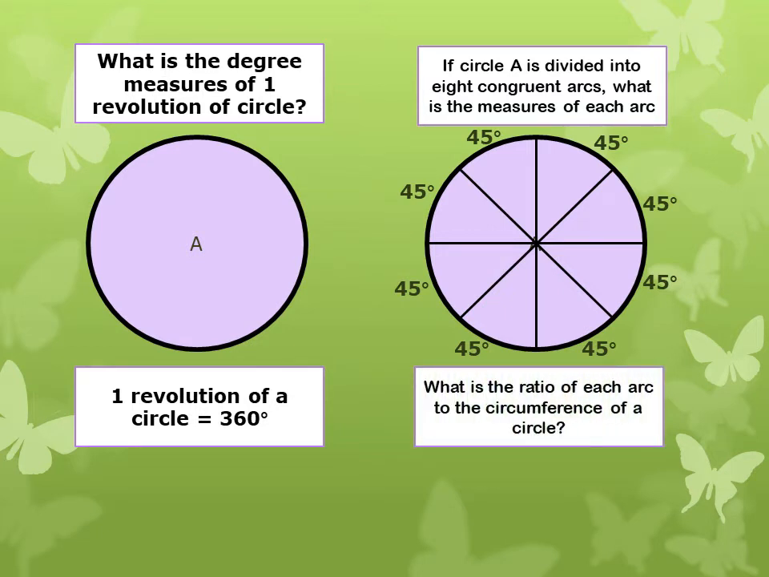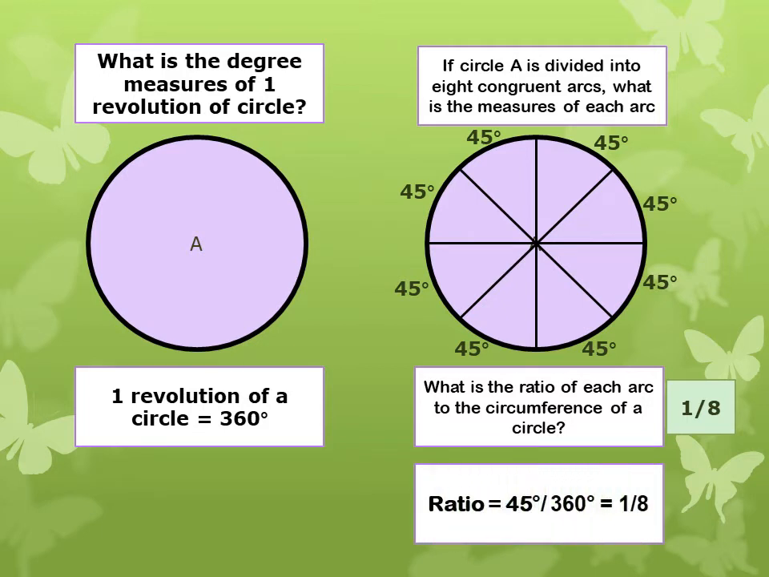What is the ratio of its arc to the circumference of the circle, or to one entire revolution of the circle? How do we compute that? The ratio is 45 degrees over 360 degrees, which equals 1/8. So the arc is 1/8 of the entire circumference of the circle.